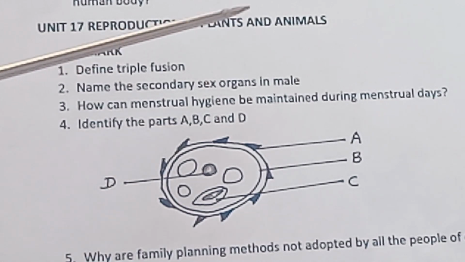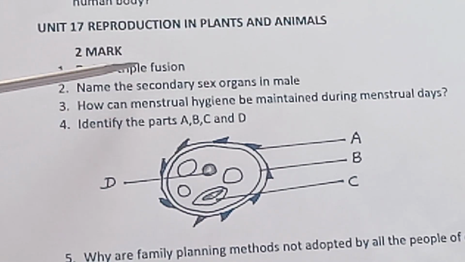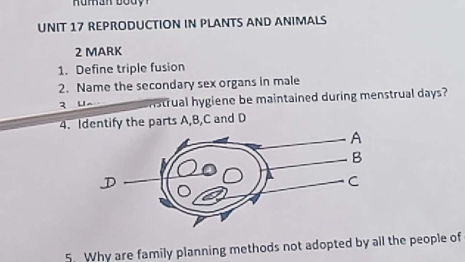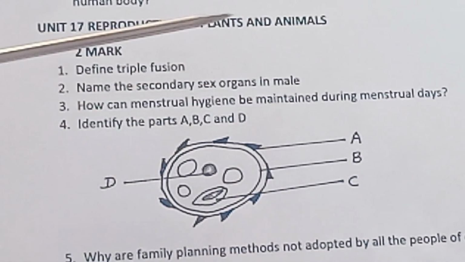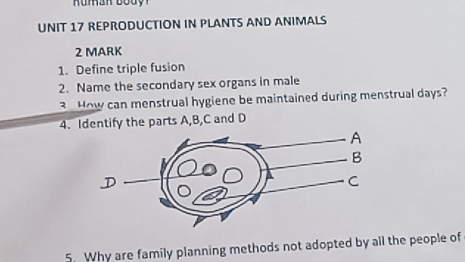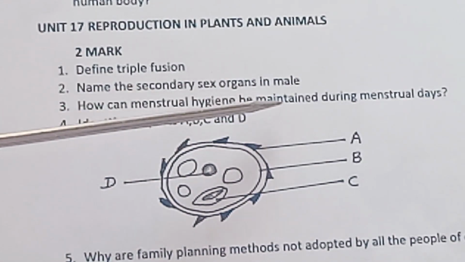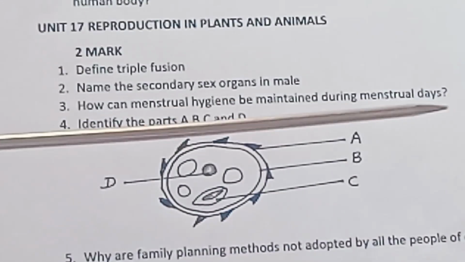Unit 17, reproduction in plants and animals. 2 mark. Define triple fusion. Very important question, a frequently repeated question. Name the secondary sex organs in male. This question is very important. How can menstrual hygiene be maintained during the menstrual cycle?